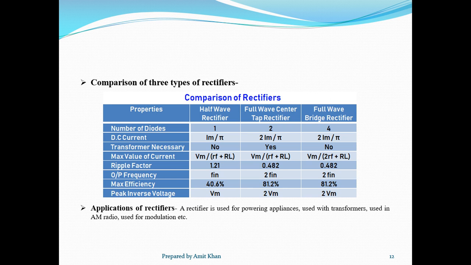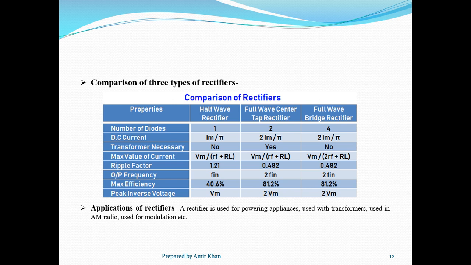The first one is half wave, then full wave, then bridge. The number of diodes for half wave is 1, for full wave with center tap is 2, and for full wave with bridge rectifier is 4. Peak inverse voltage for half wave is Vm, for center tap full wave is 2 Vm, for bridge type full wave is also 2 Vm.